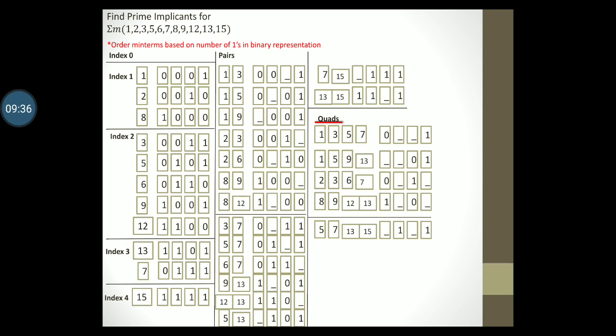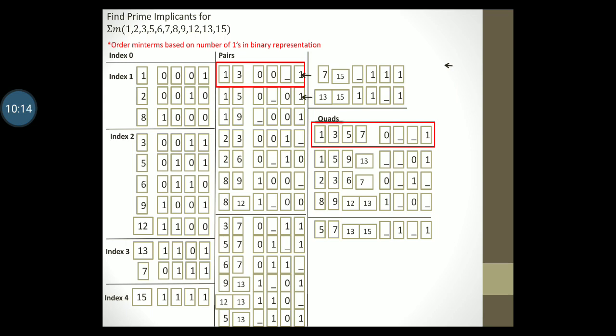Now for the sake of clarity, I will display the previous slide again without all the markings. The biggest grouping that we have here are quads, which is a combination of 4 minterms. So we check each pair to see if it is contained in any of the quads. If a pair is contained in any quad, we will mark it with a small arrow. Take for example the pair 1, 3. It is contained in the quad 1, 3, 5, 7. So I will mark 1, 3 as present with an arrow.